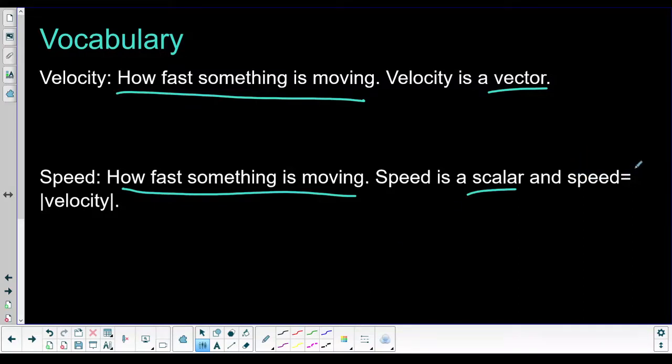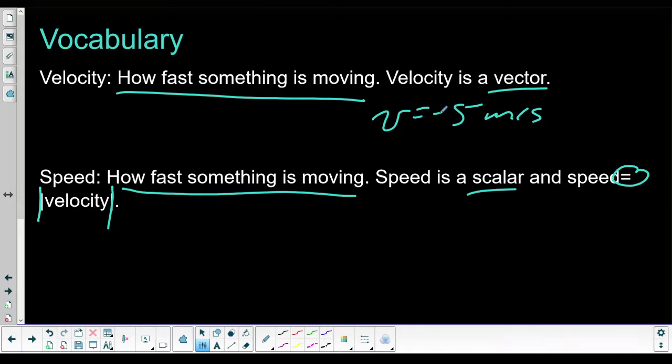Speed is actually also the absolute value of velocity. So if I say my velocity vector is -5 meters per second, this negative is telling me the direction. So if I remove the directional information, now it's positive, right? I just took an absolute value. So that's one of the formulas we'll talk about today.